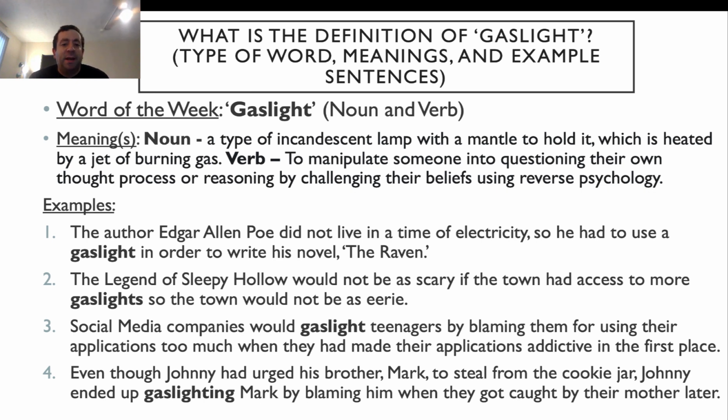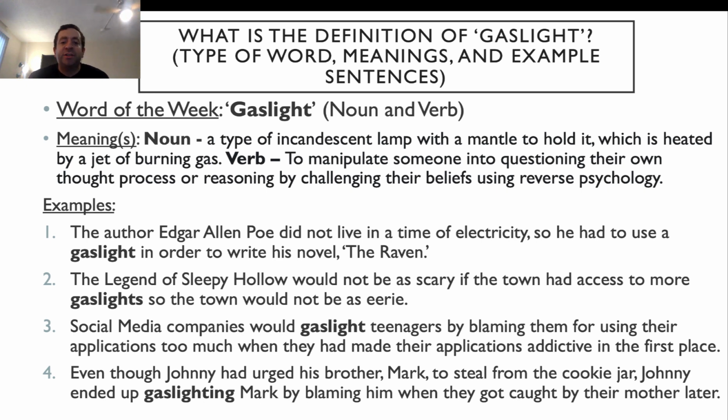I'm going to look at some examples first, describing the noun, how the noun is used in a sentence. Our first example for the noun definition of the actual object begins like this. The author Edgar Allan Poe did not live in a time of electricity, so he had to use a gaslight in order to write his novel, The Raven. So he didn't have central lighting, he didn't have electricity set up throughout his house. So let's say he had to use a gaslight in order to write his novel, The Raven. He had to write by the lamp.